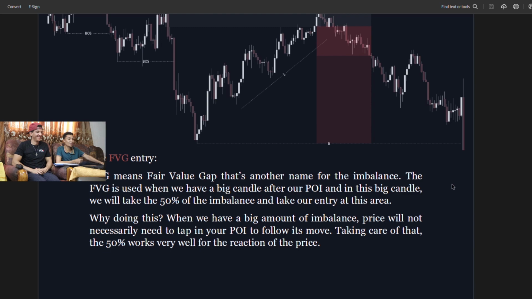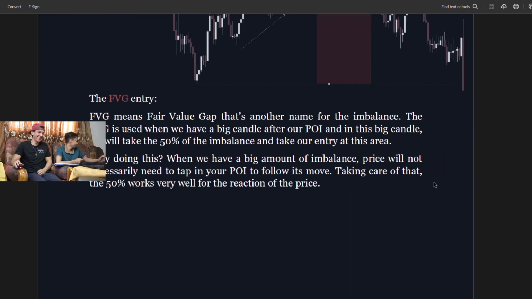When we have a big amount of imbalance, price will not necessarily need to tap into your point of interest to follow. Taking care of that, the 50% works very well for the reaction of price.